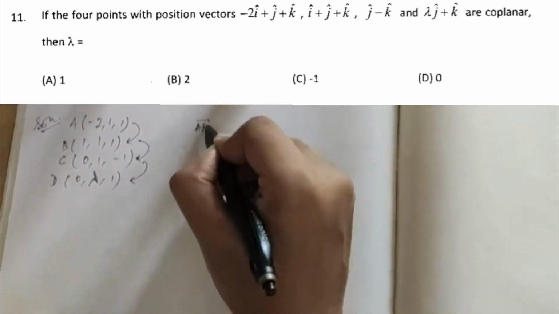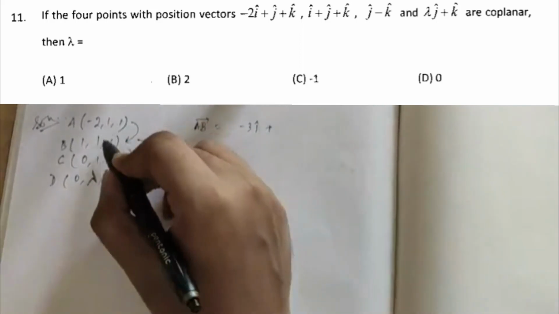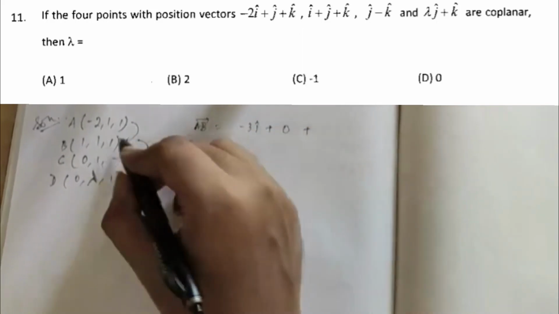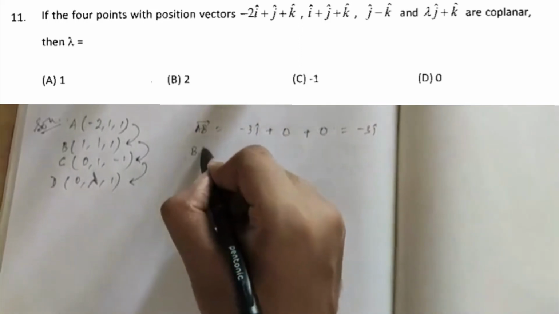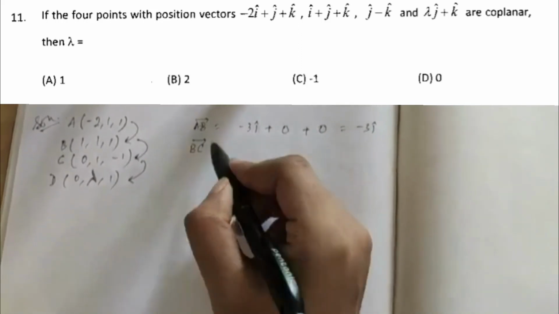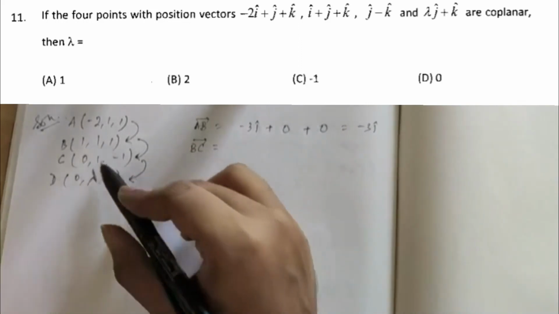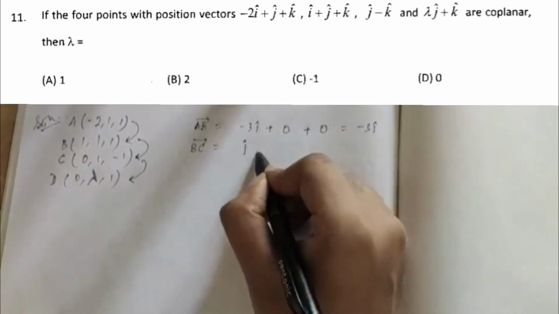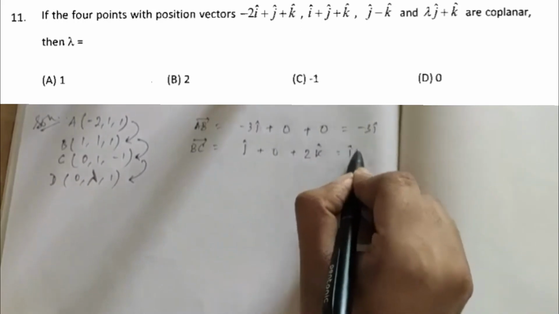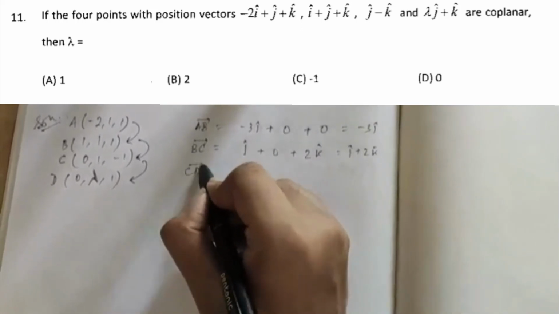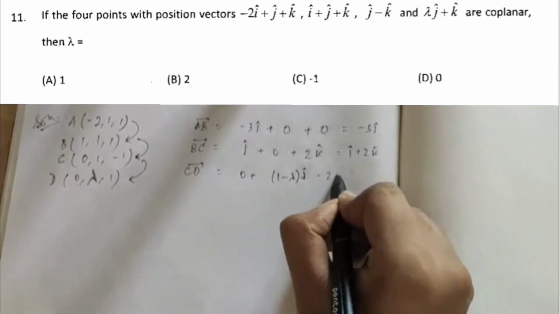So what will be your AB vector? AB vector will be -2 minus 1, that means -3 i cap, plus 1 minus 1, that will be 0, plus 1 minus 1, that will also be 0. So AB vector is equal to -3 i cap. BC vector, or you can call it CB vector, B vector minus C vector: 1 minus 0 will be i cap, plus 0, plus 2 k cap. So it will be i cap plus 2 k cap. And for the CD vector it will come as 0 plus (1 minus lambda) j cap minus 2 k cap.